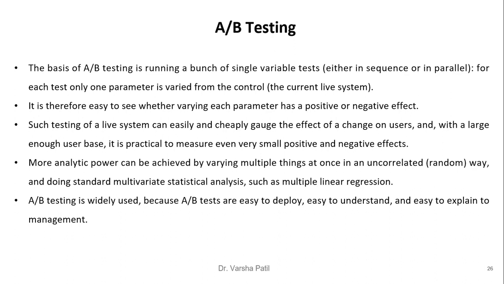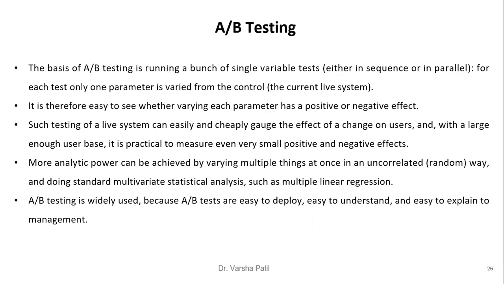The basis of A/B testing is running a bunch of single variable tests. For example, in each test only one parameter is varied from the control. That is, we are using two systems, of which one is the current and the next is the proposed. It is therefore easy to say whether varying each parameter has a positive or negative effect. Such testing of a live system can easily and cheaply gauge the effect of change on users, and with a large enough user base, it is practical to measure even very small positive and negative effects. More analytical power can be achieved by varying multiple things at once in an uncorrelated way and doing standard multivariate statistical analysis such as multiple linear regression.